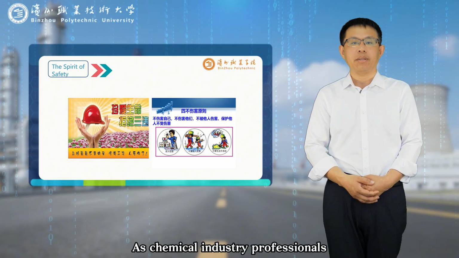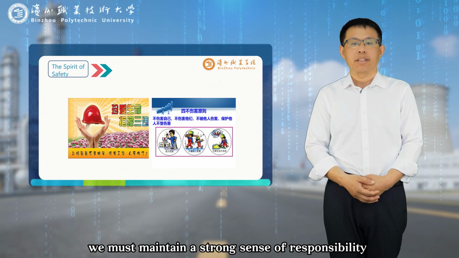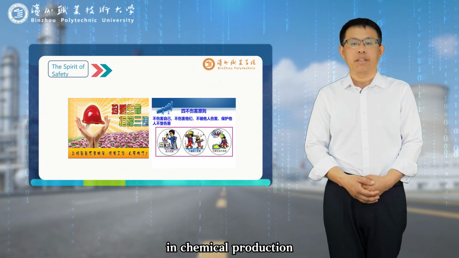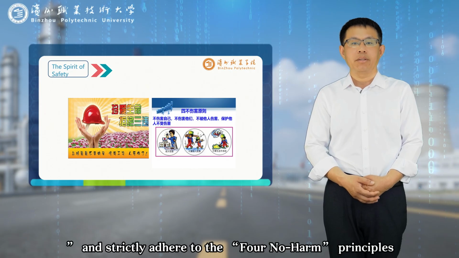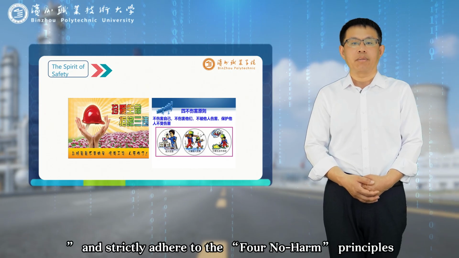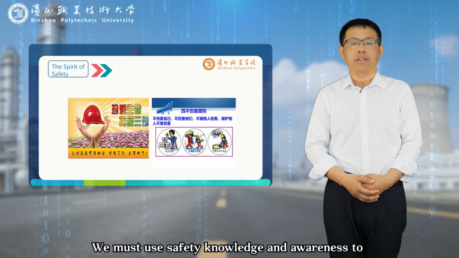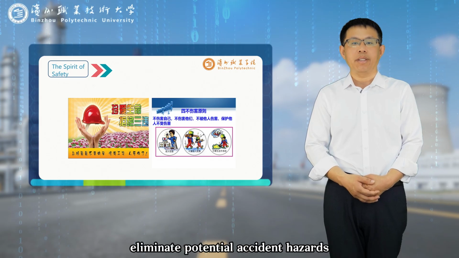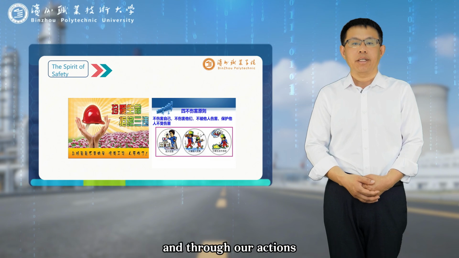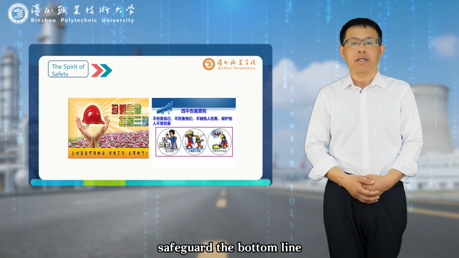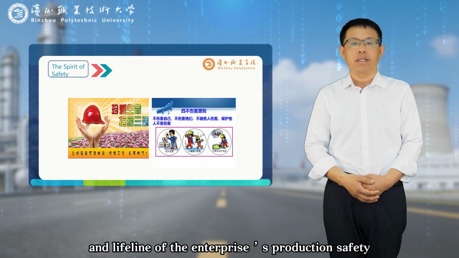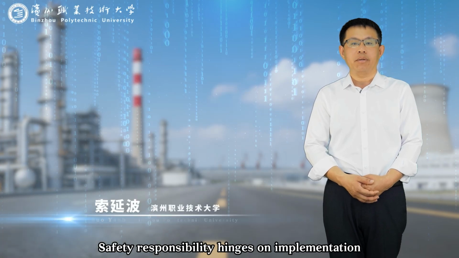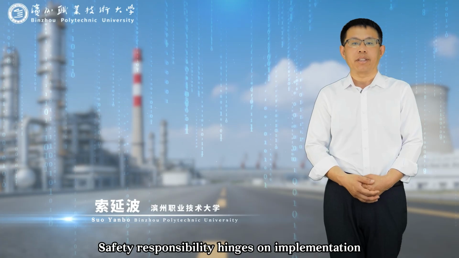As chemical industry professionals, we must maintain a strong sense of responsibility in chemical production, resolutely oppose the three violations, and strictly adhere to the 4 no-harm principles. We must use safety knowledge and awareness to eliminate potential accident hazards and, through our actions, safeguard the bottom line, red line, and lifeline of the enterprise's production safety. Safety responsibility hinges on implementation.